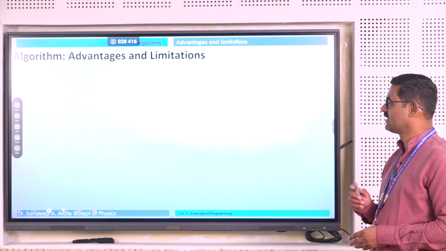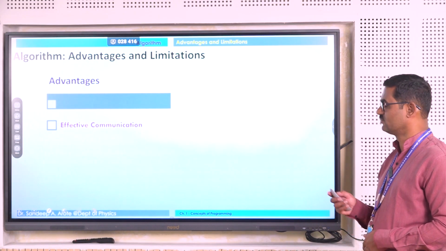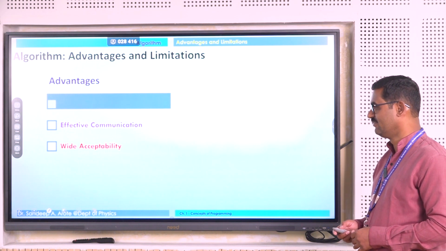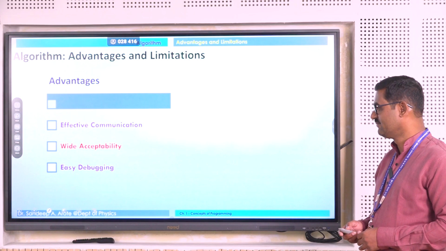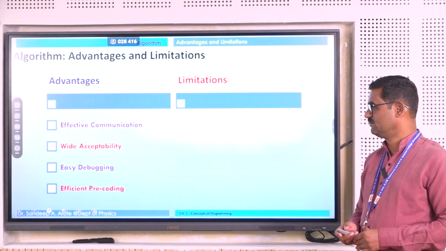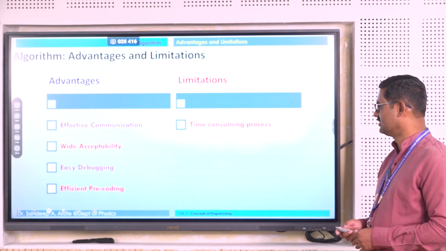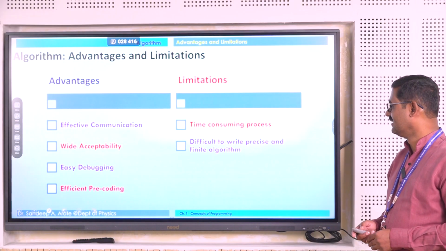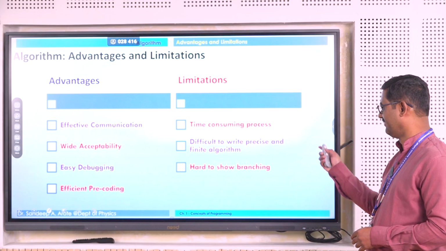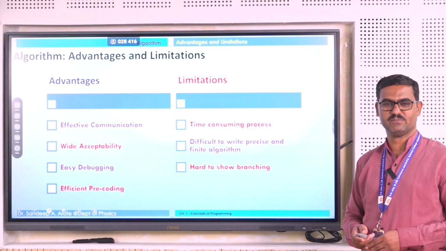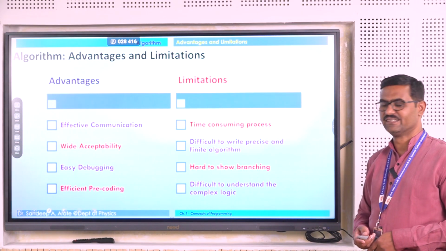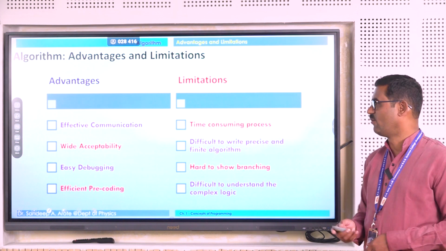Now there are some advantages and disadvantages or limitations of algorithm. Algorithm helps you to convey your message effectively. It has wide acceptability, easy debugging and effective pre-coding. This is possible with the help of algorithm. There are certain limitations. It is a time consuming process. It is difficult to write a precise and finite algorithm if the task is too big. Then it is hard to show branching and difficult to understand the logic if the problem is complex.